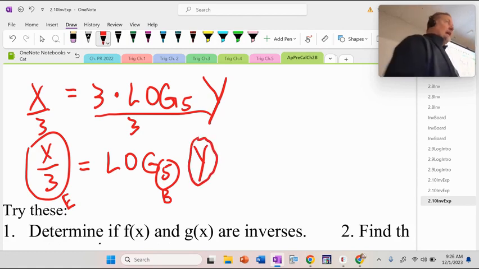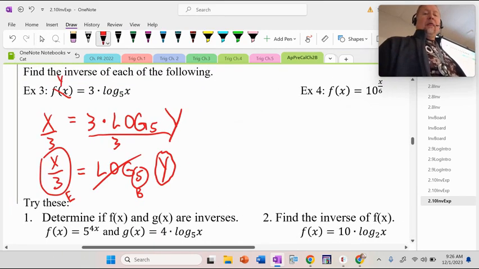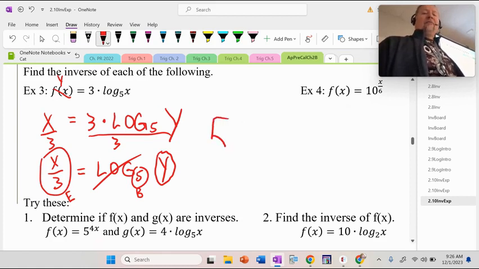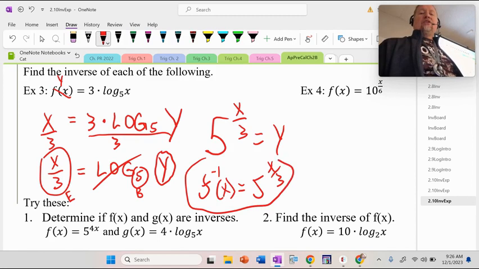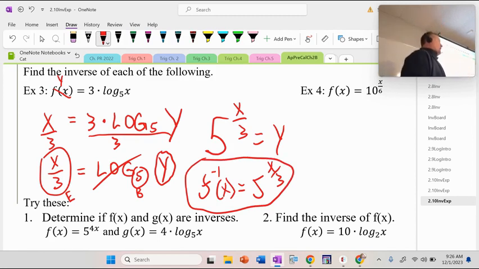Answer, but then they called it the argument. I guess it is called the argument. So now I get rid of the word log. What's the base? 5. What's the exponent? X over 3. And then what's over here? Y. And then maybe what you might say is, okay, let's rename it the inverse of f of x. And it's just 5 raised to the x over 3. So there's another indication that I have a logarithm, and then the inverse of it, it's an exponential.